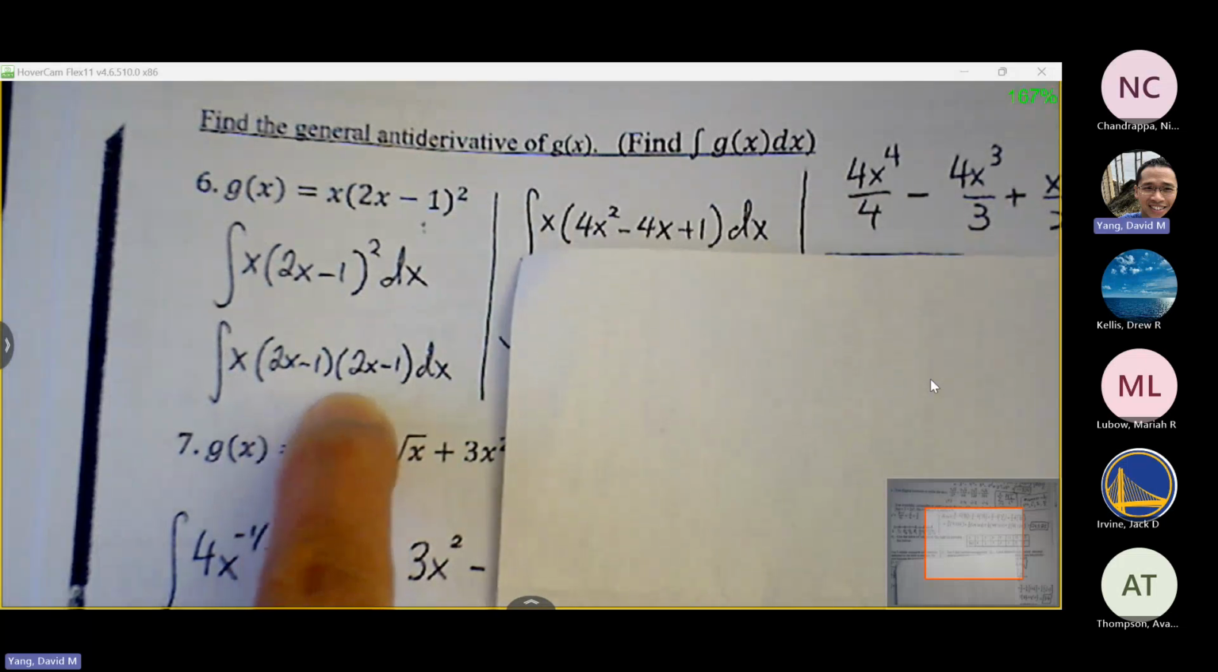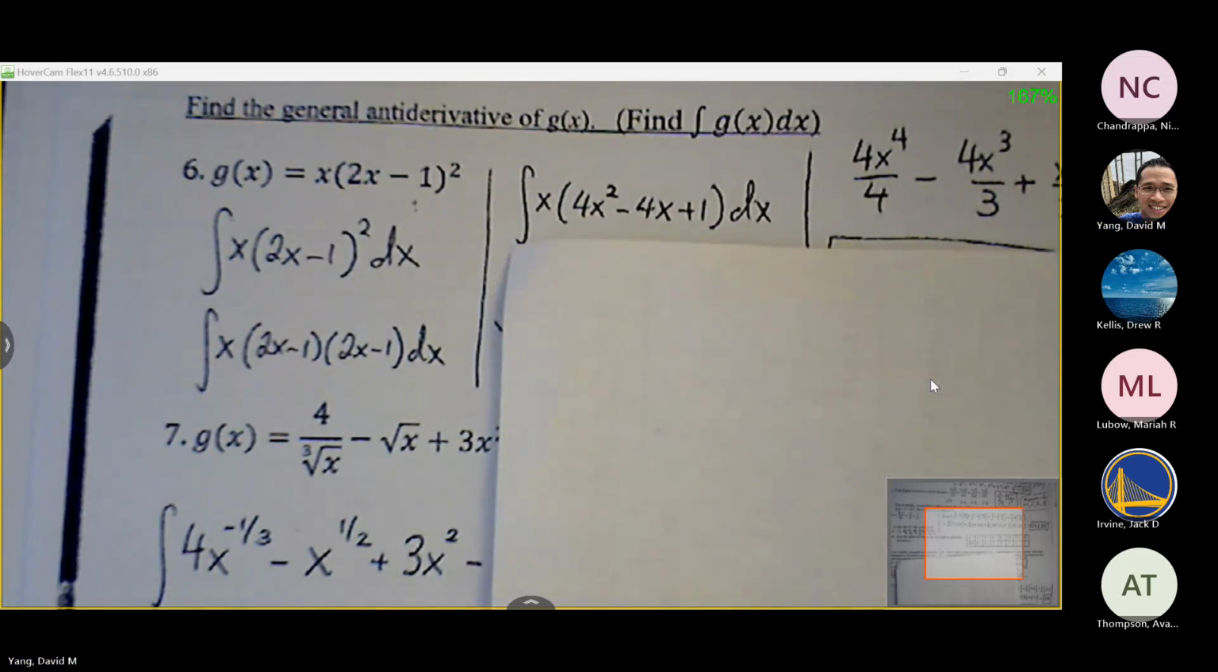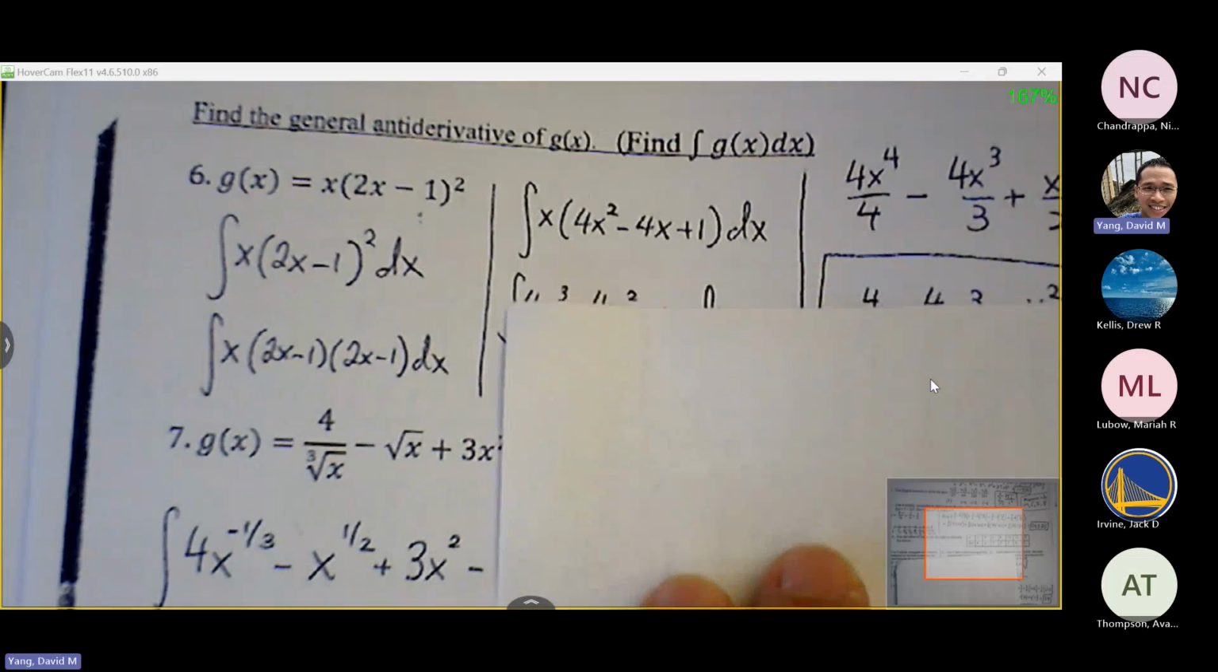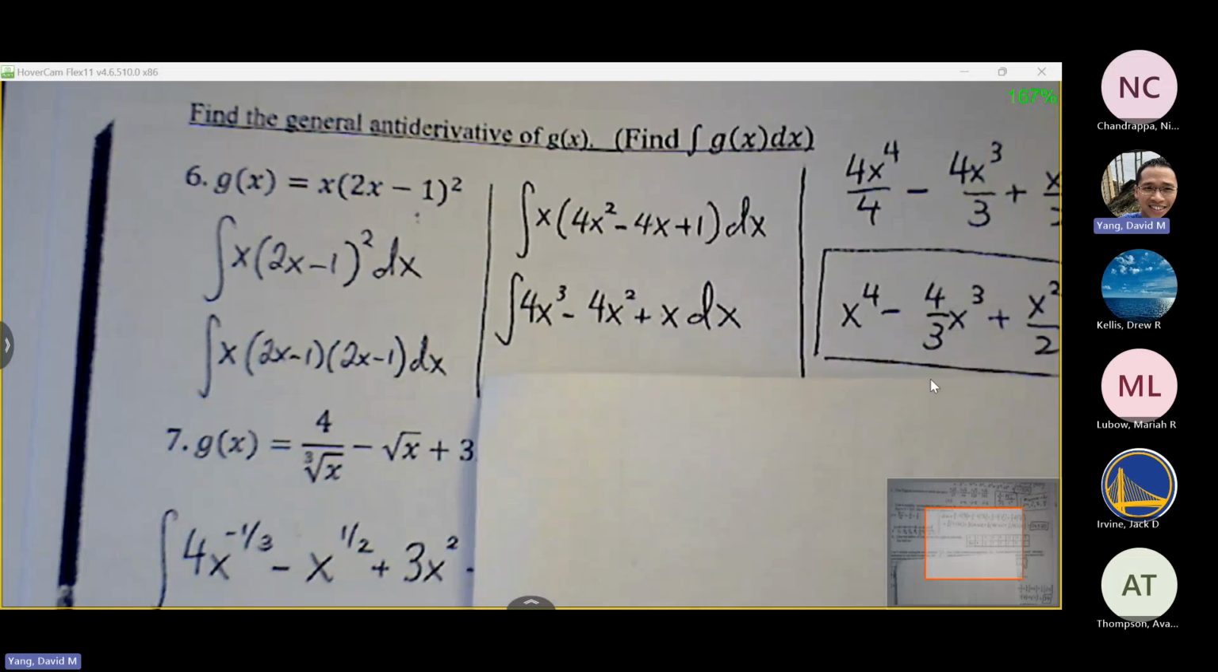So I'm going to take care of the 2x minus 1 and 2x minus 1 first. I get 4x squared minus 4x plus 1. Take the x, distribute that through. And from there, we just apply power rule and clean up.